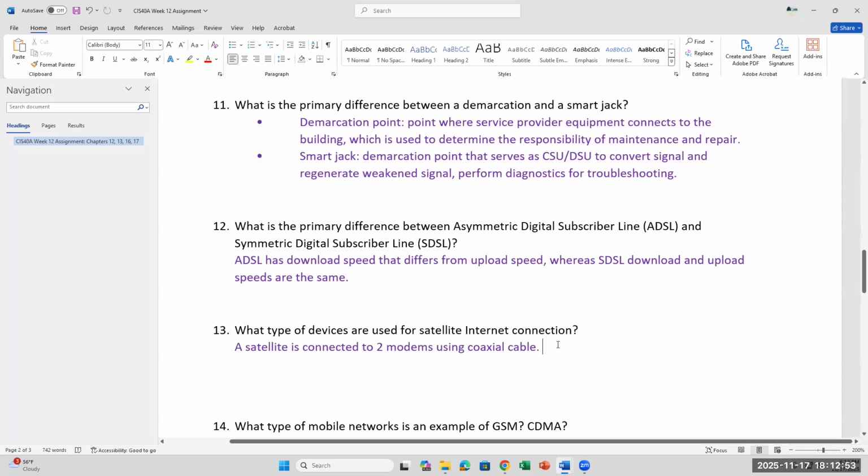Now, satellite, well, is that better? Well, also in some rural areas, they cannot get DSL, so they have to use satellite. So what's the downside about satellite, do you think?